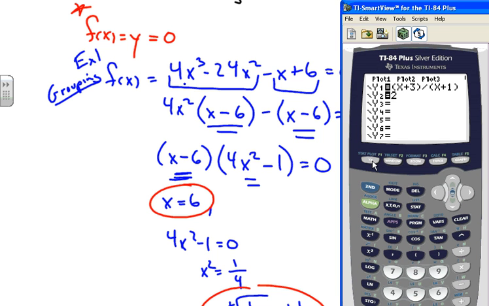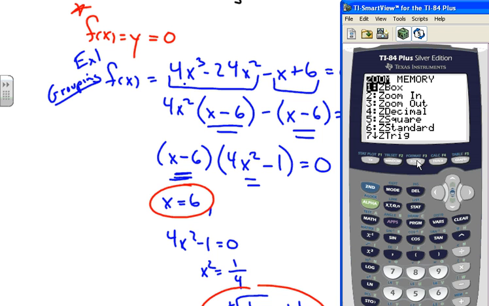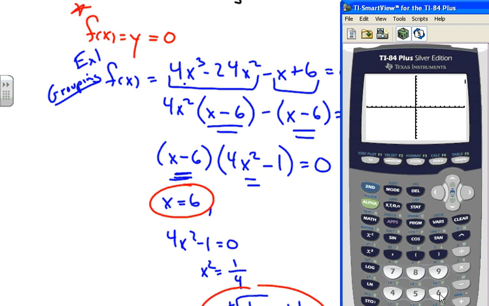So you go to y equals, and I have other things up here, but we can put in 4x cubed minus 24x squared minus x plus 6. If we go zoom 6, we can see that and find our graph. The graph looks a little weird, but now we can find out what our zeros are.